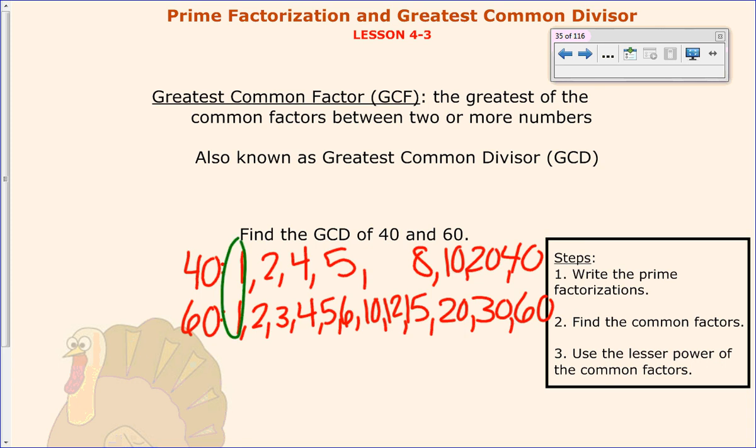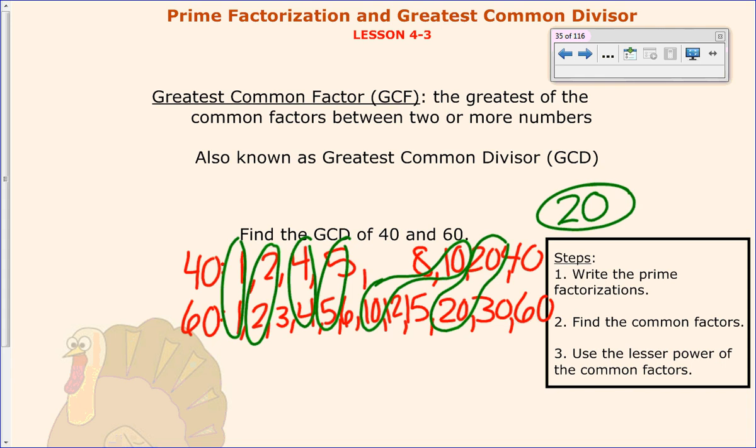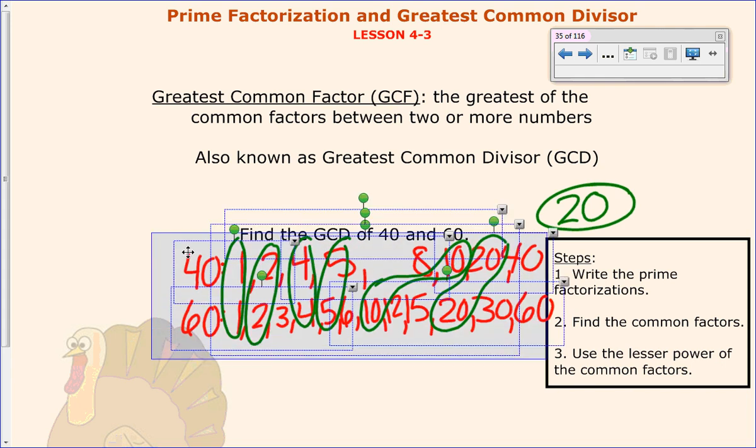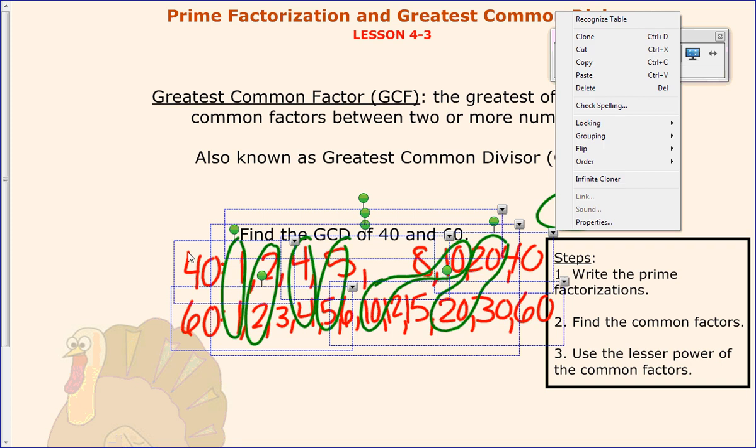Well, they both have 1s, they both have 2s, they both have 4s, they have 5s, they both have 10s, they both have 20s. Now, when they talk about the greatest common divisor, they mean what is the biggest number that goes into both of these. And if you take a look, well, they both have 1, 2, 4, 5, 10, and 20. Well, the biggest out of that is 20. So our greatest common divisor here is 20. So this is one way to do it. And I think we talked about this method in 6th grade.